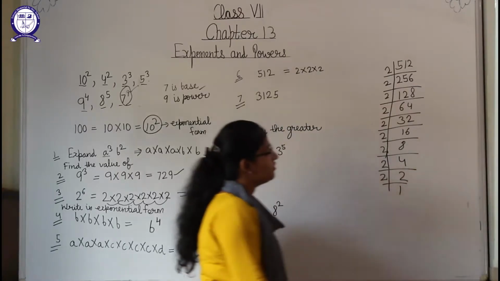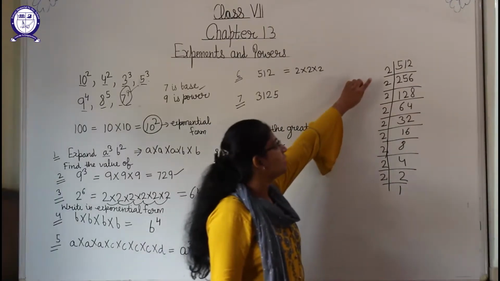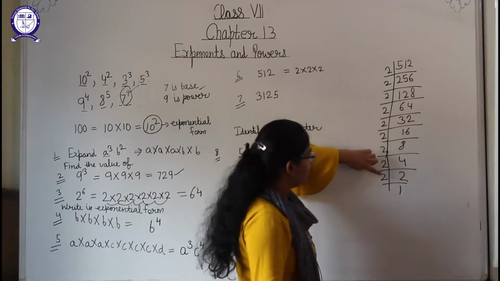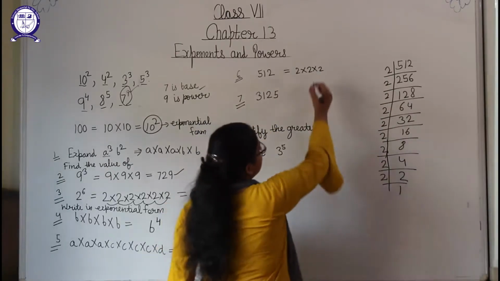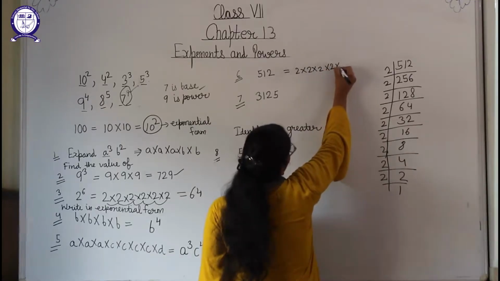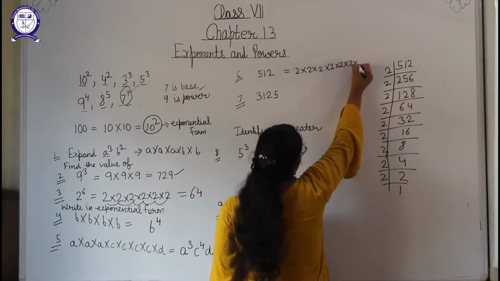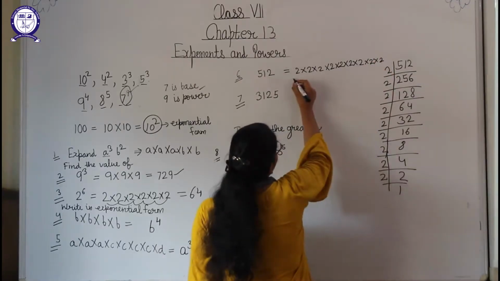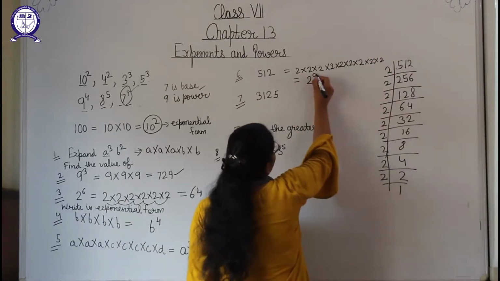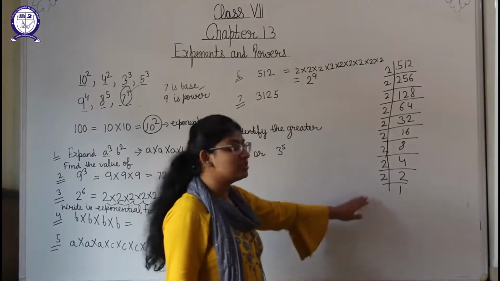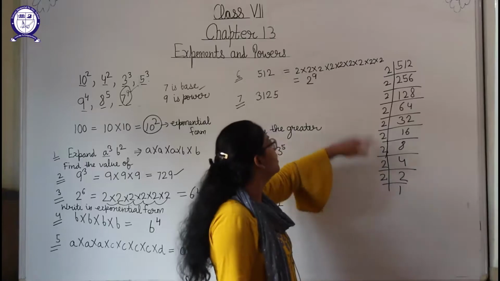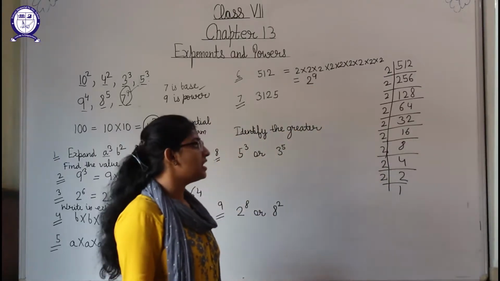Now if we check, how many times are we getting 2? 1 2 3 4 5 6 7 8 9. It means its answer is 2 raised to the power 9, because 2 is repeating 9 times. So 2 raised to the power 9 is the answer.